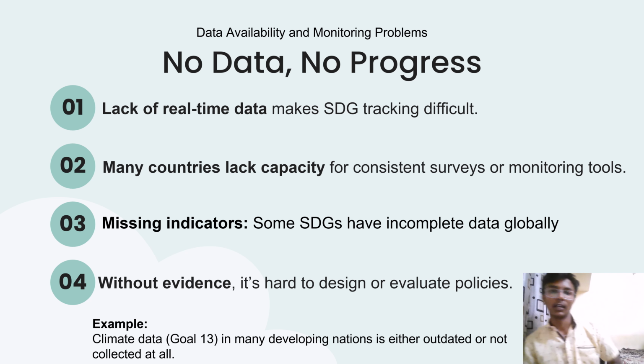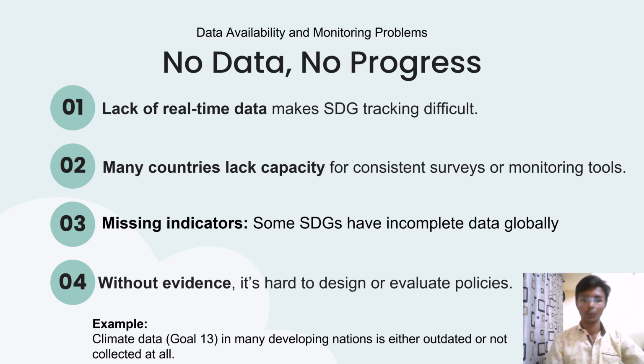Next one is data availability and monitoring problems. What does it mean? No data. If there is no data, then there is no progress. Lack of real-time data, guys. The lack of real-time data makes SDG tracking difficult.